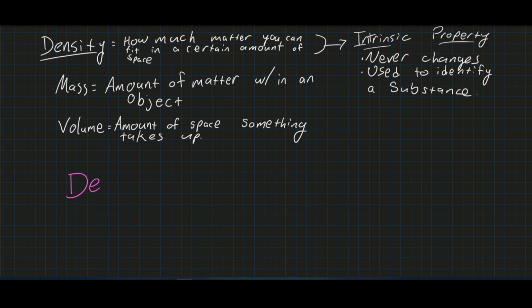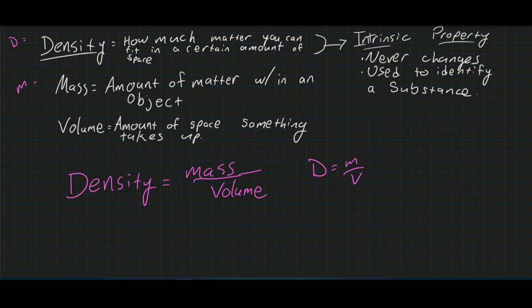That's visible. Density equals mass divided by volume. That's often written just as D equals M over V. So D is for density, lowercase m for mass, and a V for volume.